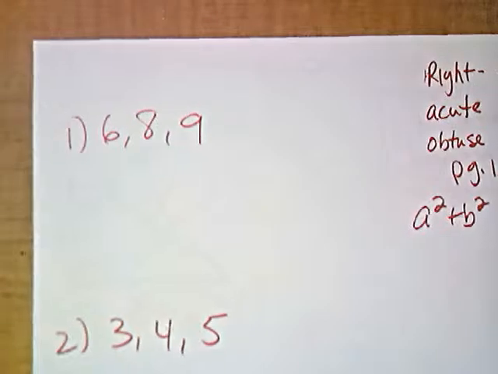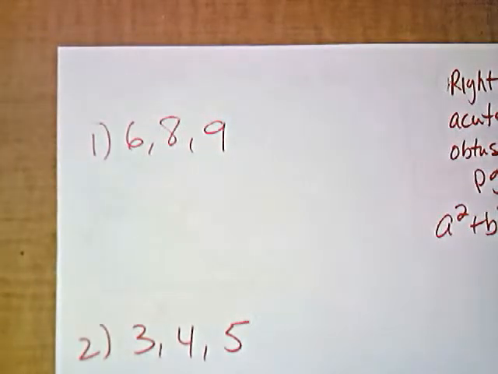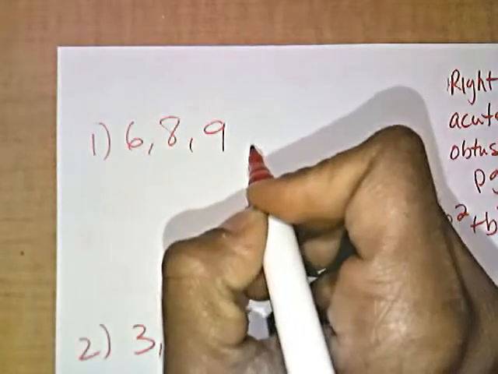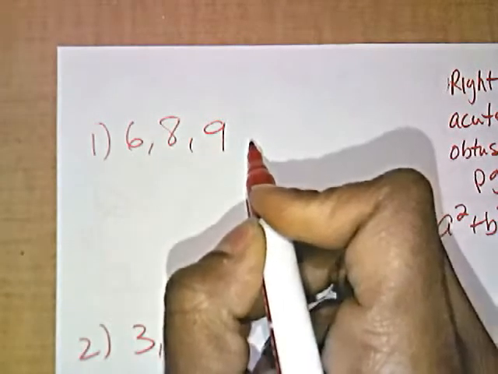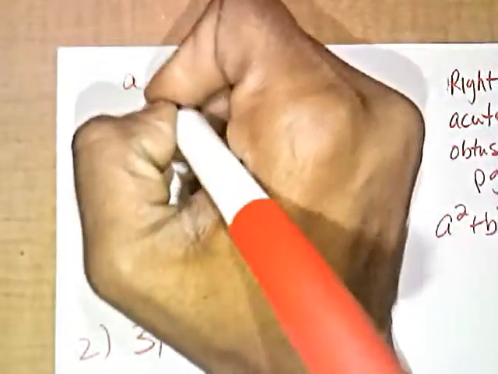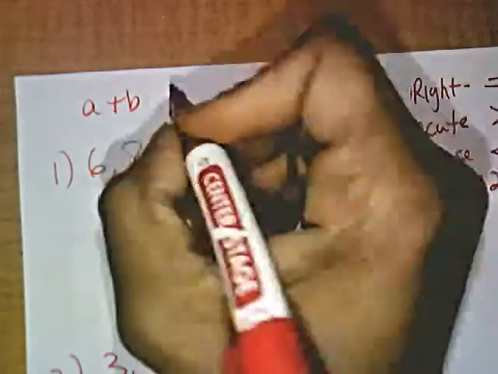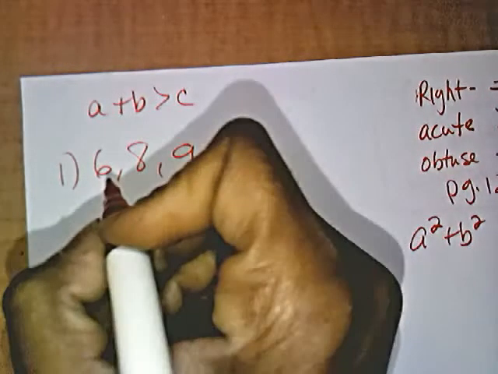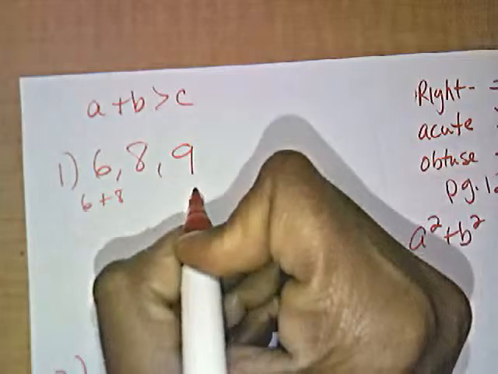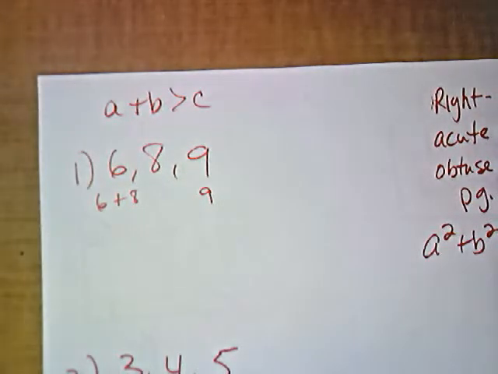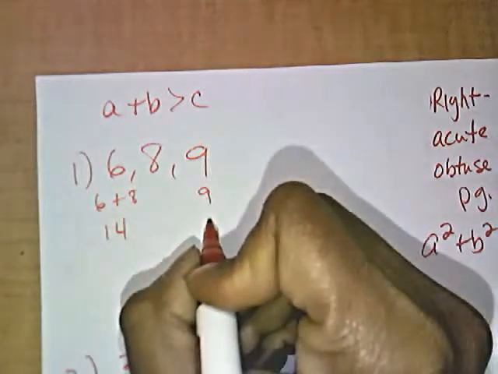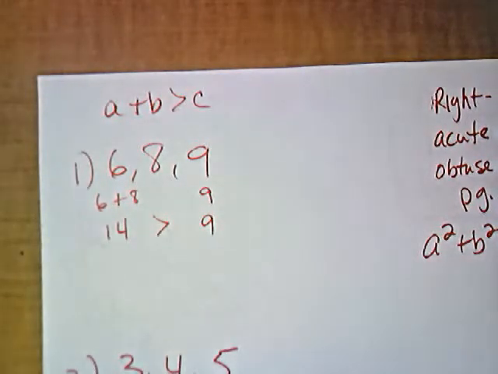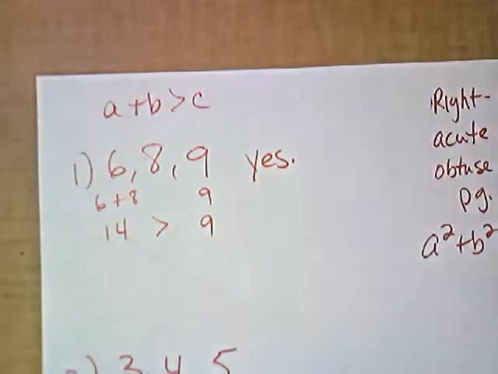So there's going to be two questions. First, can this be a triangle? Well, that rule said that in ascending order, you put these in from least to greatest. That rule said a plus b has to be greater than c in order to make a triangle. So 6 plus 8, I'm going to put my 9 out here. Haven't figured it out yet. 14 and 9. Well, 14 is greater than 9. So yes, it can be made into a triangle.